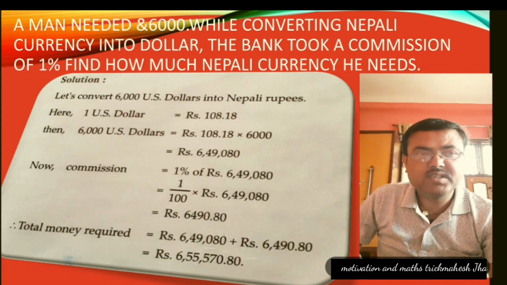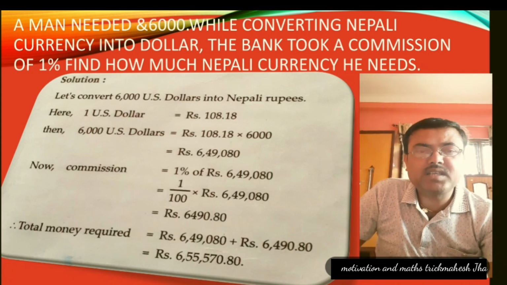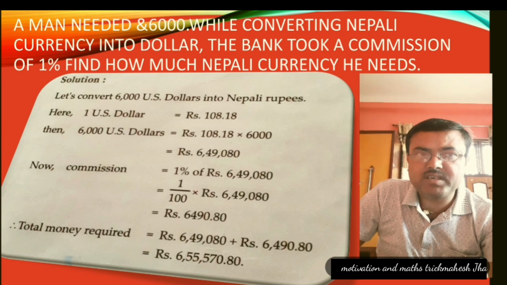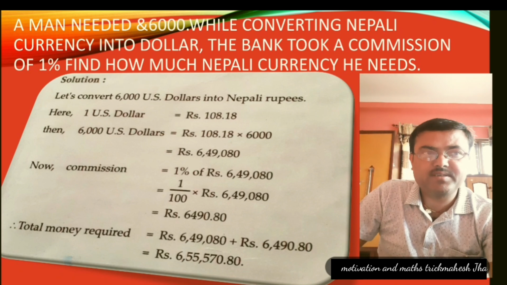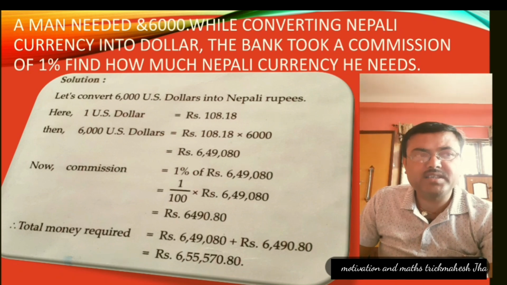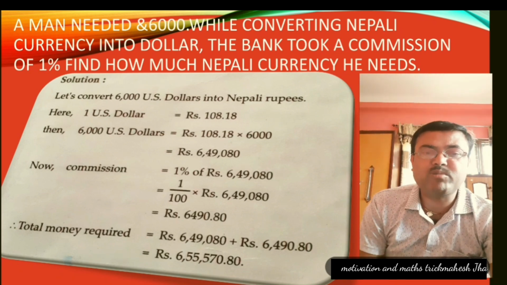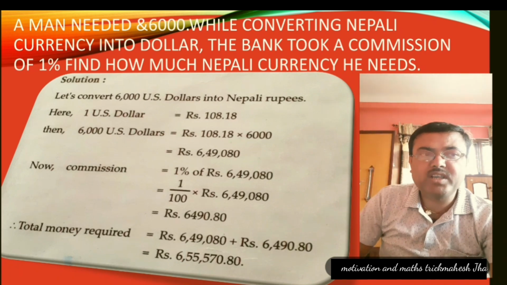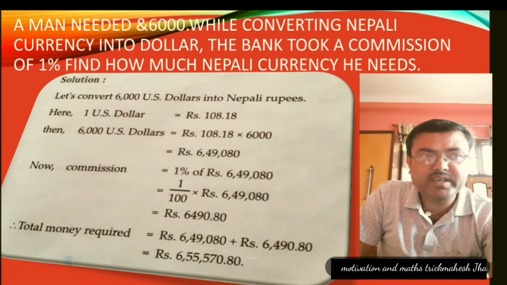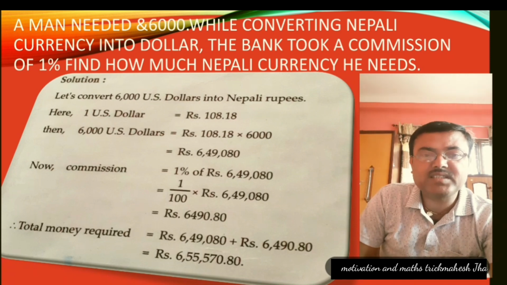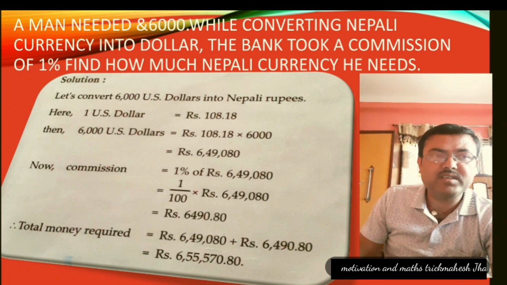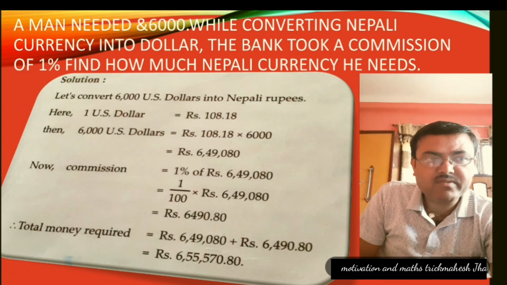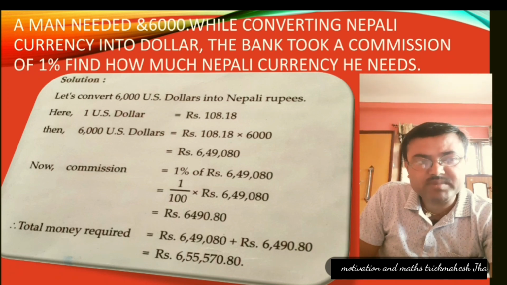Next example. A man needed 6,000 US dollars. While converting Nepali currency into dollars, the bank took a commission of 1%. Find how much Nepali currency he needs. Now see how to do this type of problem. Here 1 US dollar equals rupees 108.18. Then 6,000 US dollars equals 108.18 into 6,000, which becomes 6,49,080 rupees.